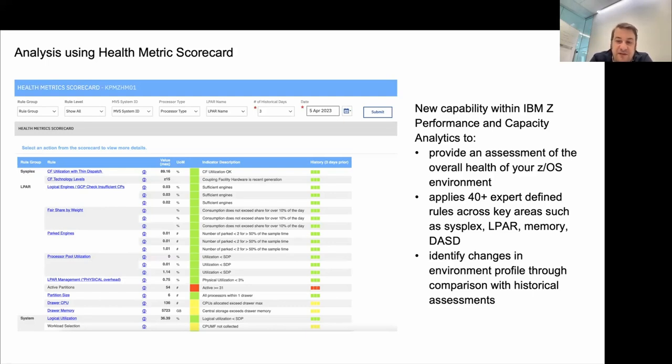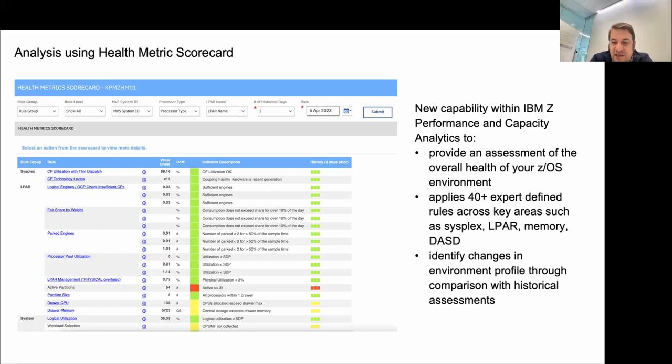We have started, on the z/OS side, with around about 40 rules to be applied there, looking at things such as the Sysplex level, LPAR level, going down into memory, DASD usage, processor information as well. We're expanding that out. We've added support for MQ rules as well to understand the efficiency and management of queues. And these will be processed on an hourly basis to understand the health of the environment and make sure that there are any changes within there.